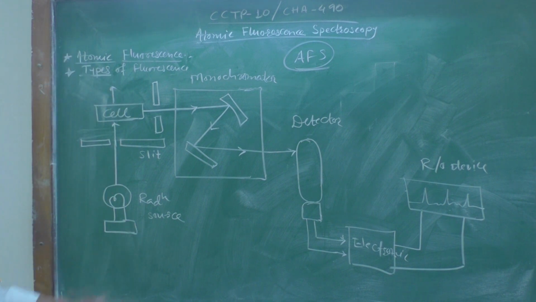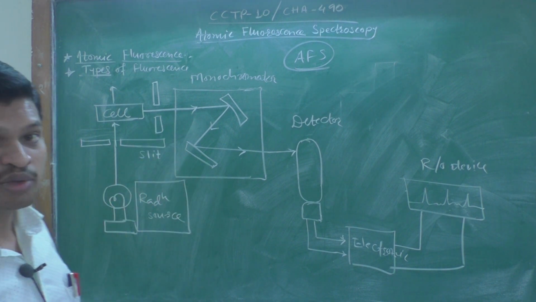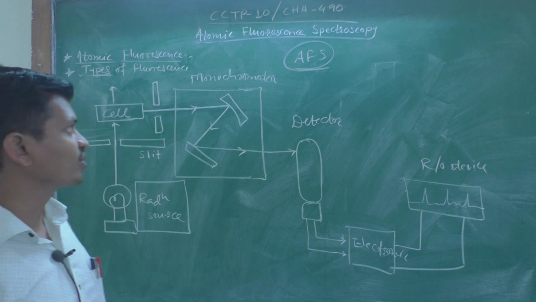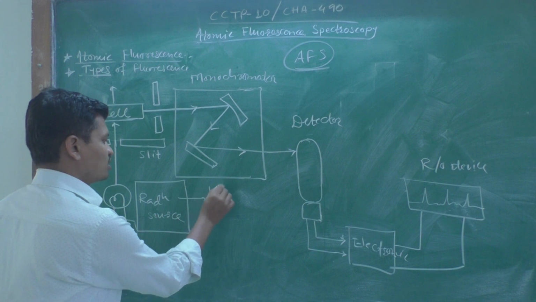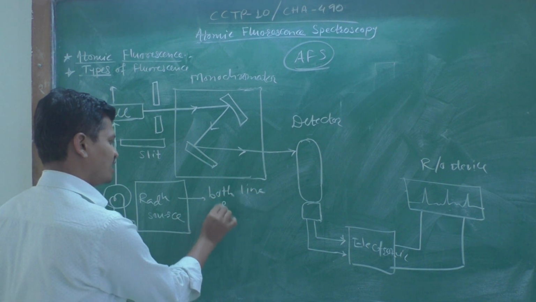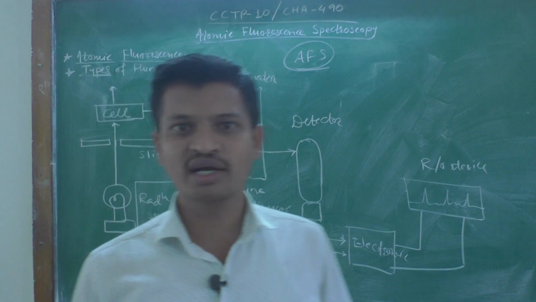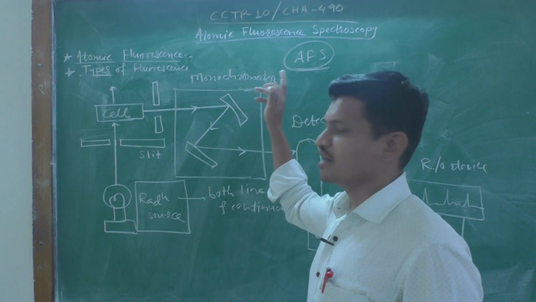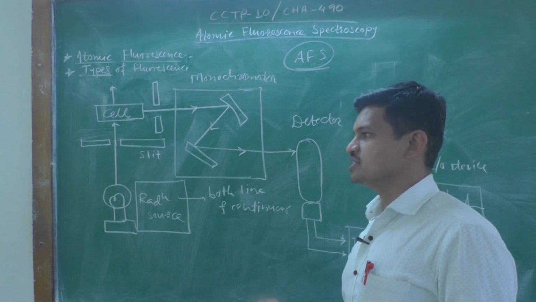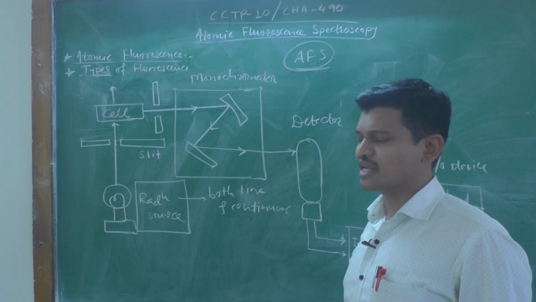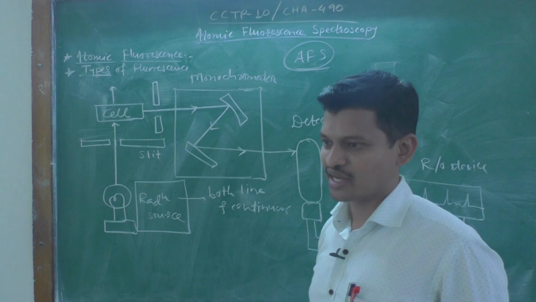Now, which types of radiation source can be used for atomic fluorescence spectroscopy, or the atomic fluorescence spectrophotometer? Generally both line and continuous sources have been used for AFS. The intensity of fluorescent radiations must be greater than the absorbed radiations.